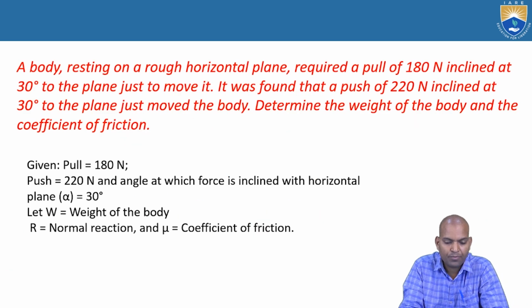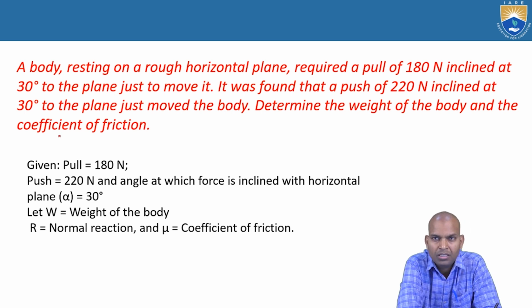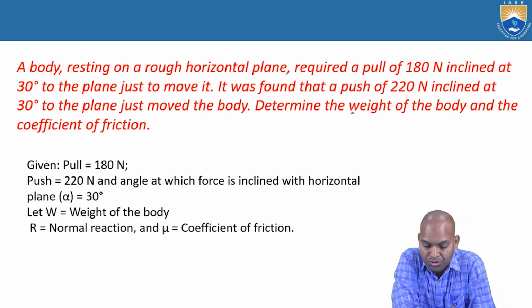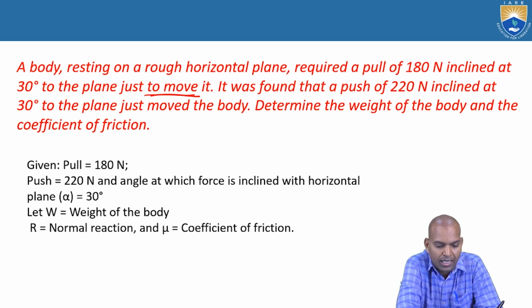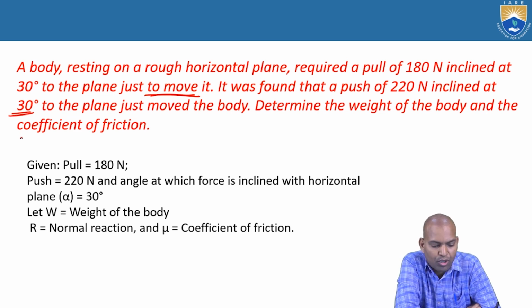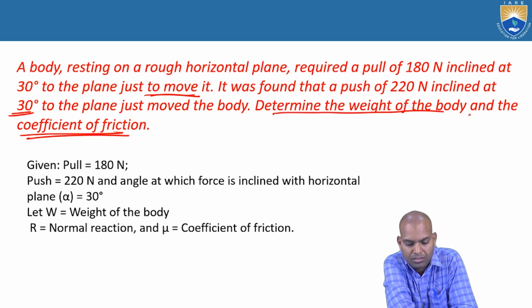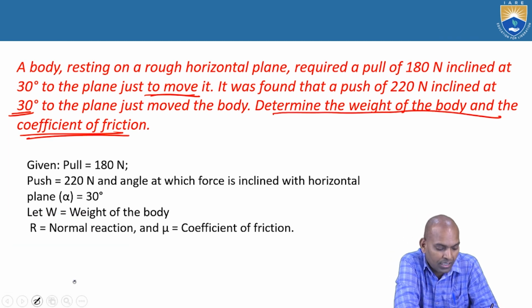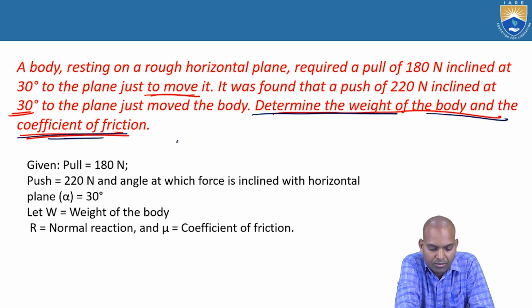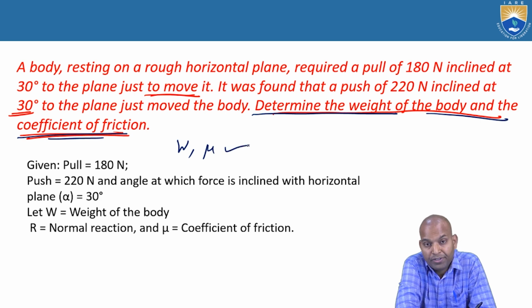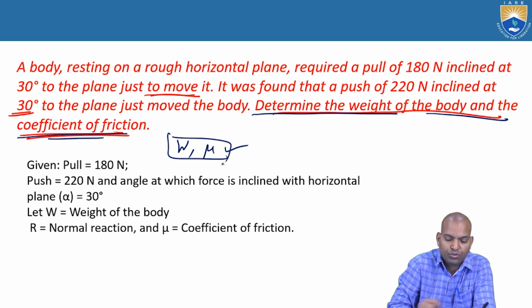Now the next problem is that a body is resting on a rough horizontal plane, and required a pull of 180 newtons inclined at 30 degrees to the plane just to move it. It was found that a push of 220 newtons inclined at 30 degrees to the plane just moved the body. Determine the weight of the body and the coefficient of friction. We want the weight of the body and mu. In the previous problem, we calculated P, the effort. Here we have to calculate W and mu.